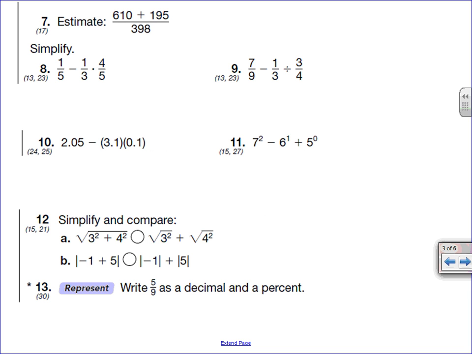Estimate means to round those numbers. So 610 I would round to 600. 195 I would round to 200. And 398 I would round to 400. 600 plus 200 I do first, which is 800 over 400. And 800 divided by 400 is 2.